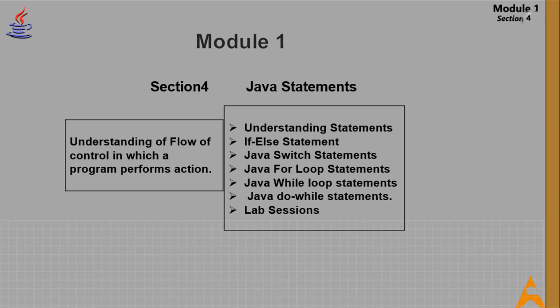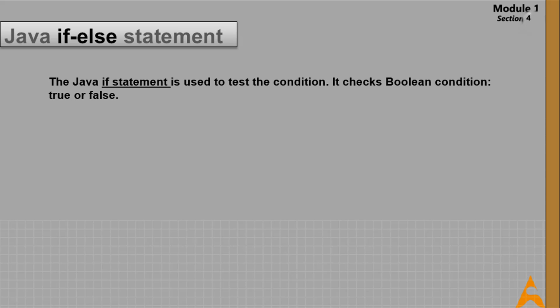Let's start doing it. Statements are similar to sentences in the English language. A sentence forms a complete idea which can include one or more clauses. Likewise, a statement in Java forms a complete command to be executed and can include one or more expressions. First of all, we will learn about the if statements.